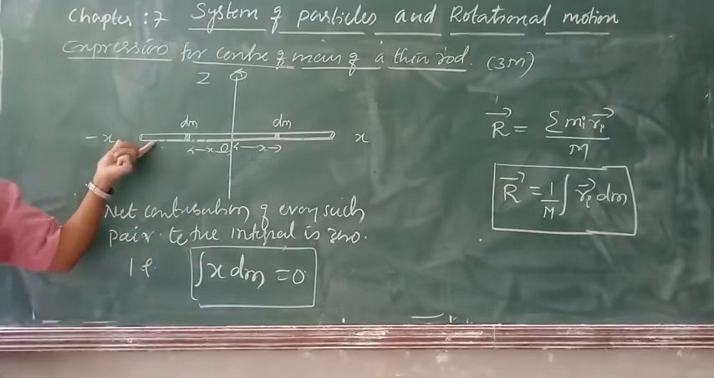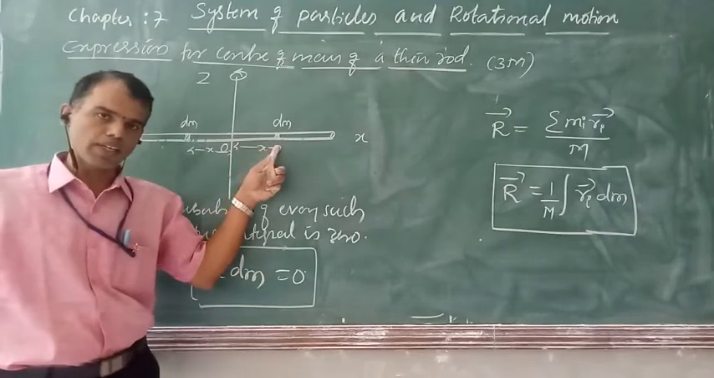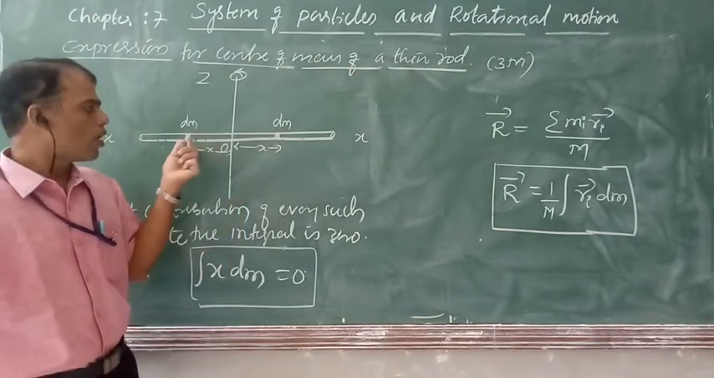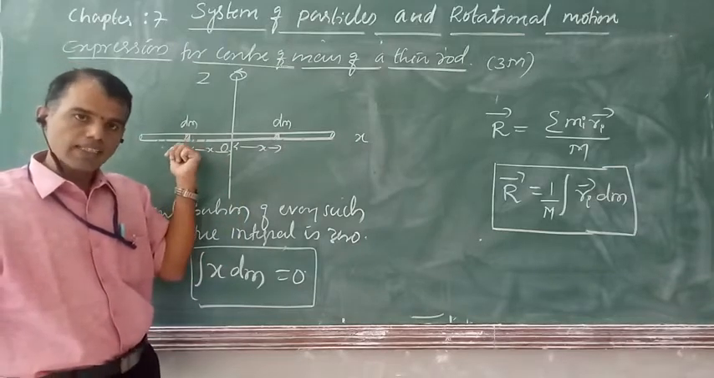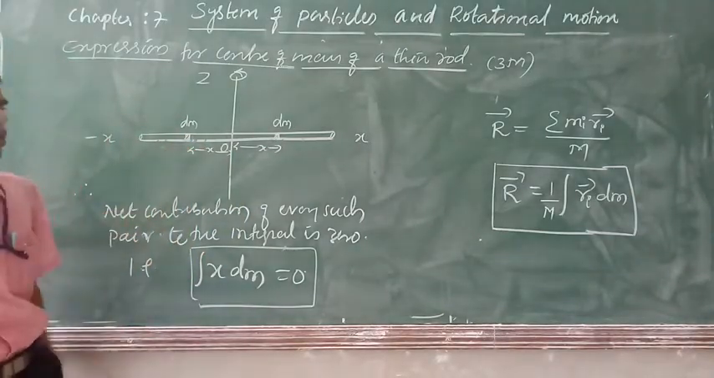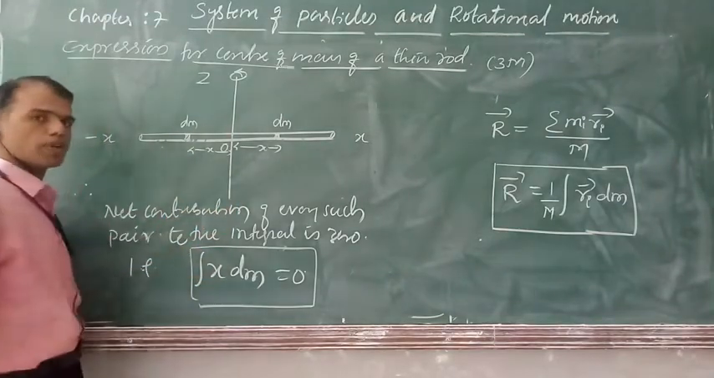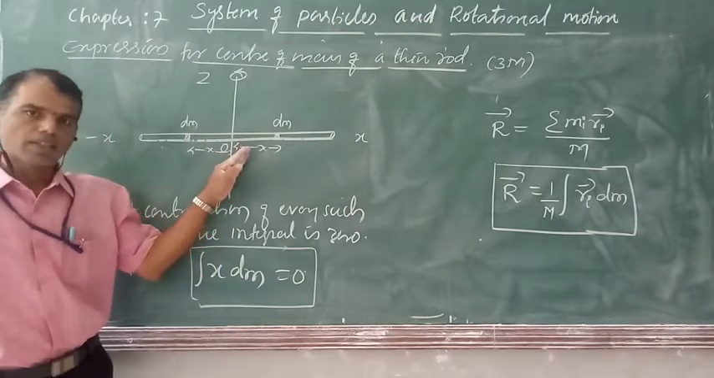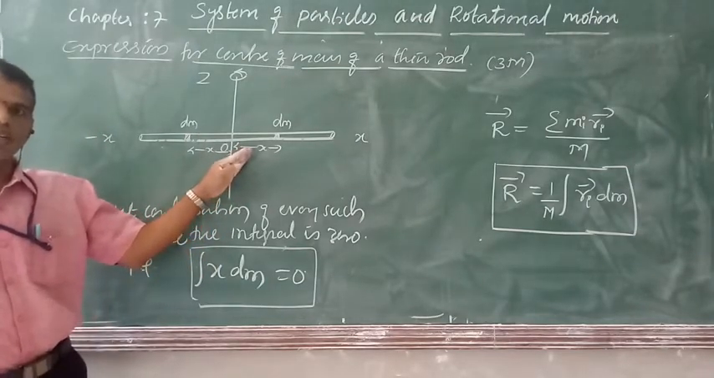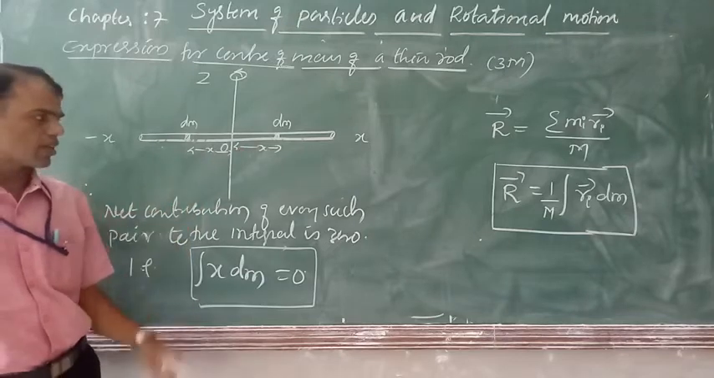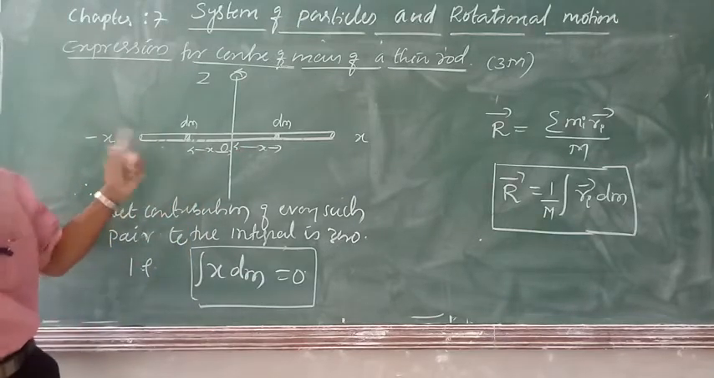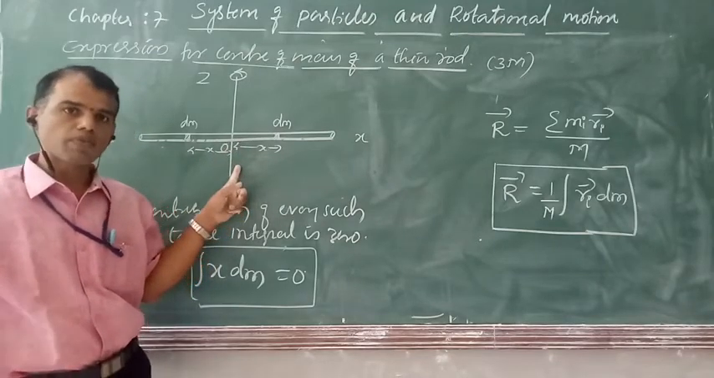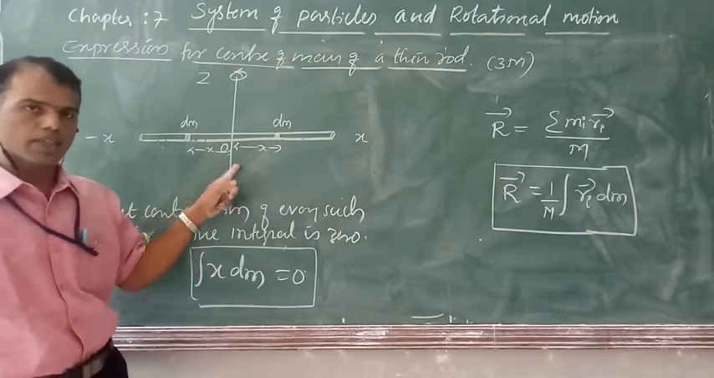Then in case of regular rigid bodies like a solid sphere, a solid cylinder or a circular disc, etc., we call them regular rigid bodies. In those regular rigid bodies, the center of mass coincides with the geometric center, that is, the center of the sphere and the center of the disc, etc. Therefore the center of mass coincides with the geometric center of the rigid body if it is a regular rigid body.